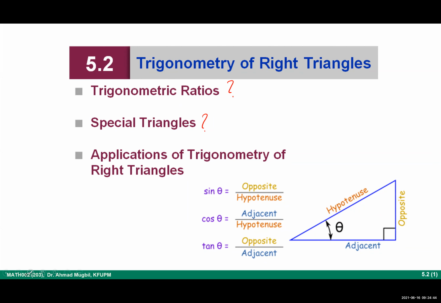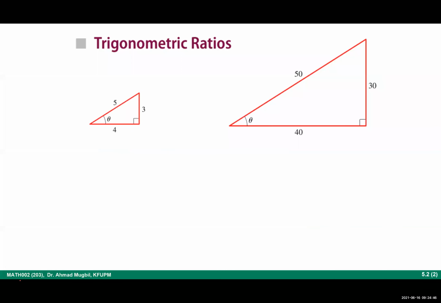And at the end, inshallah, we will apply these to see some problems that can be solved by using right triangles. First of all, what we have here is two right triangles. Why are they right triangles? Because this angle is a right angle. You know the right angle is 90 degrees. So this is 90 degrees, or pi over 2.